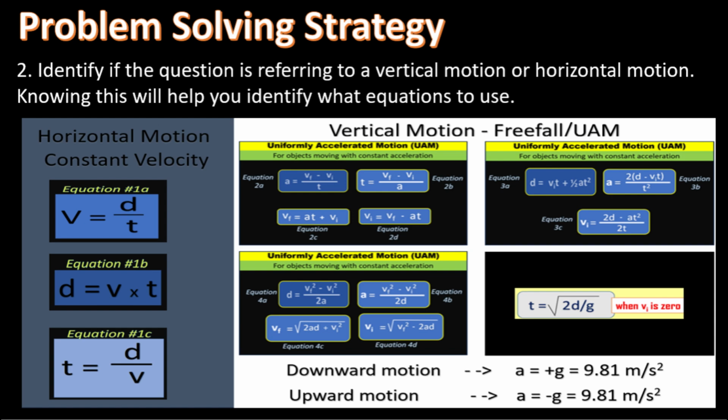For each question in the given problem, determine if it is referring to a horizontal or vertical motion. If the question is asking for quantities in the horizontal motion like the range or the horizontal distance or the horizontal velocity, then use the equations for constant velocity because the object is moving with constant velocity in the horizontal axis. If the question is asking for quantities in the vertical motion like height, vertical velocity, and time of fall, then use the equations for accelerated motion.